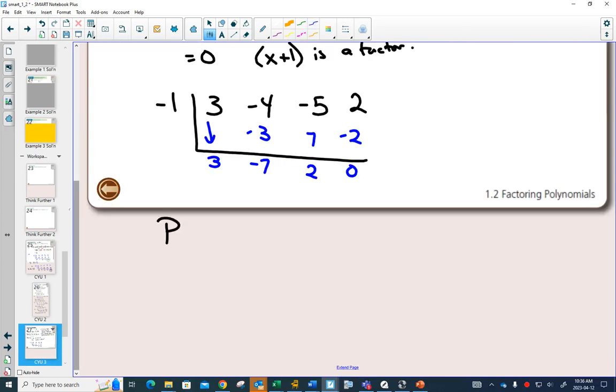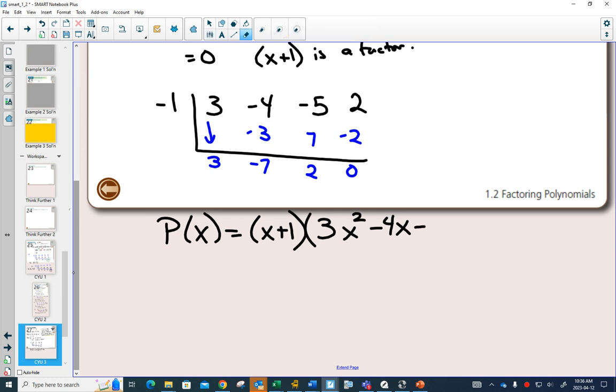So our division statement is going to be x plus 1 times 3x squared minus 7x plus 2. So step 1 is done. We needed to find one factor and write the division statement. In order to do that, we had to use synthetic division to write that out.